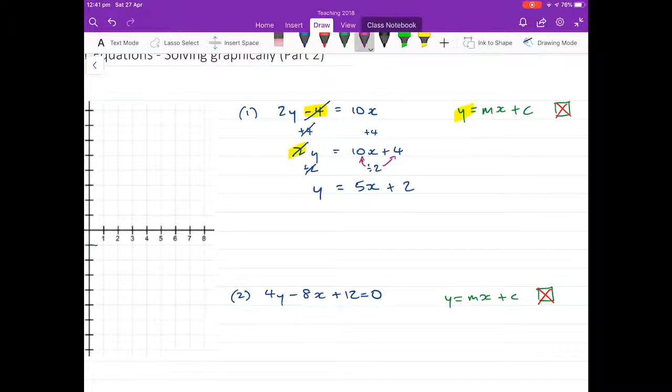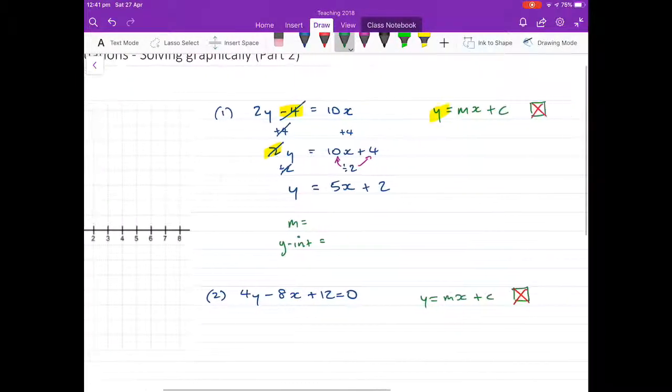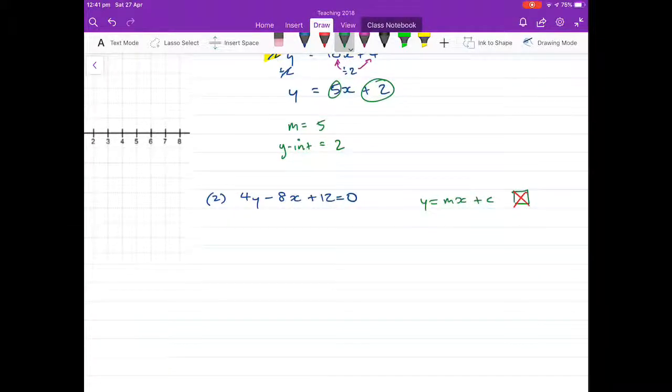So now we've come to the point where we are at y equals 5x plus 2. We can now identify our gradient and our y-intercept, as they are the two things we need to be able to plot a straight line on that graph there. So our gradient is 5, and our y-intercept is positive 2. Okay, quick look at the second one.